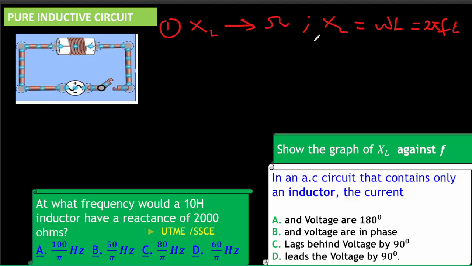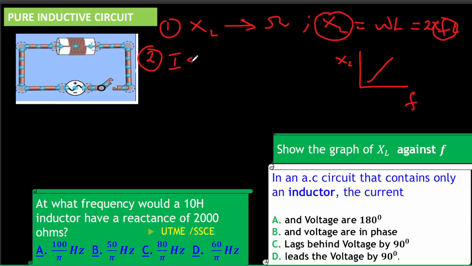Notice here also that XL and the frequency are directly proportional. That means the graph of XL against F will look like this. If the inductive reactance increases, the frequency will also increase. If it decreases, the frequency will also decrease, because they are directly proportional. Is that okay?